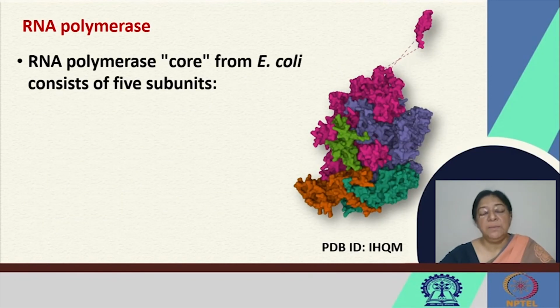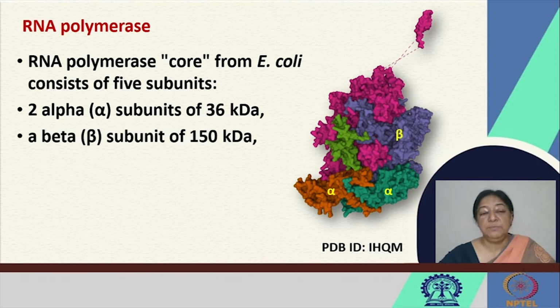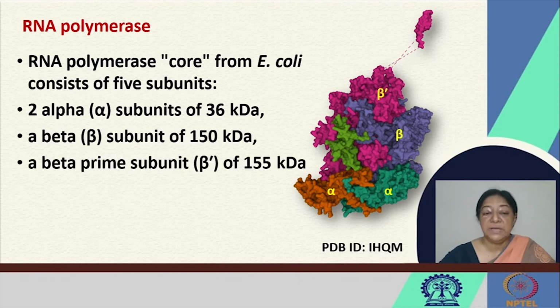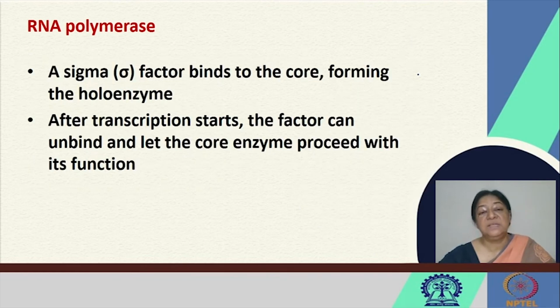So when we look at the RNA polymerase, it has a core from the E. coli that consists of 5 subunits. There are 2 alpha subunits of 36 kilodalton each, a beta subunit of 150 kilodalton, and a beta prime subunit, which is marked here. So we have the 2 alpha subunits, the beta subunit, the beta prime subunit, and then a small omega subunit, and a sigma factor that binds to the core forms the holoenzyme. After transcription begins, the factor then unbinds and lets the core enzyme proceed with its function.